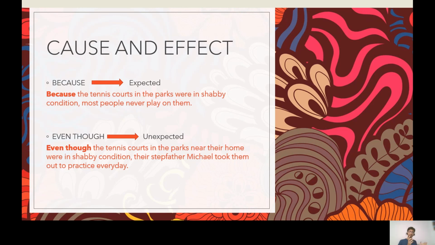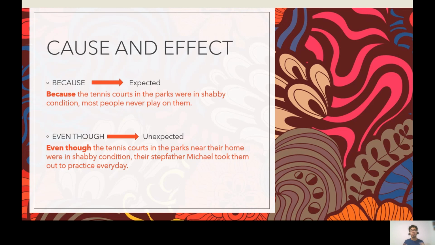And we also use even though when mentioning something that is unexpected. For example, here we have: even though the tennis courts in the park near their home were in shabby condition, their stepfather Michael took them out to practice every day. This is actually very unexpected because, if you see the tennis courts, they were not working very well, they were in shabby condition, even though their stepfather Michael took them out to practice every day. It's something that you don't expect because the courts don't even work very well.